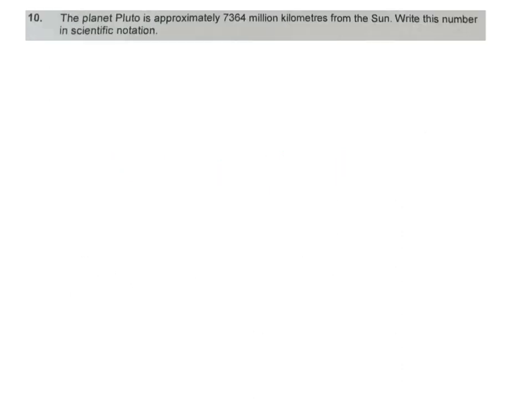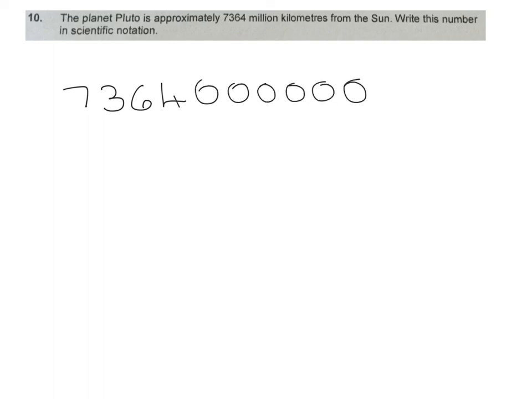So question 10, the planet Pluto is approximately 7,364 million kilometres from the Sun. Write this number in scientific notation. So start by writing it out in full. 7,364 million, that means we need to put 6 zeros on the end. Now we want a number that is more than 1 but less than 10. So the decimal point is going to have to go in here.